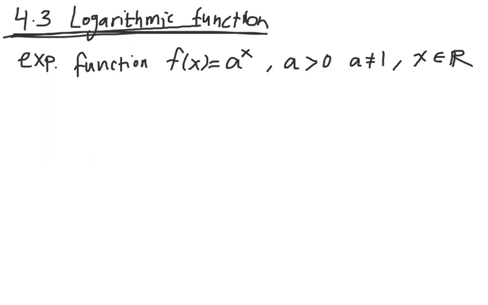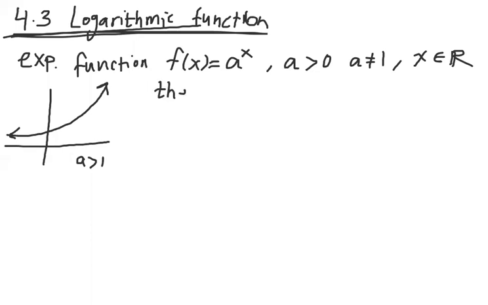And we know how to graph this function. It looks like this. This is the graph of the function if a is greater than 1, I mean. This function is 1 to 1. Why? The function f of x is 1 to 1. Why is it 1 to 1?